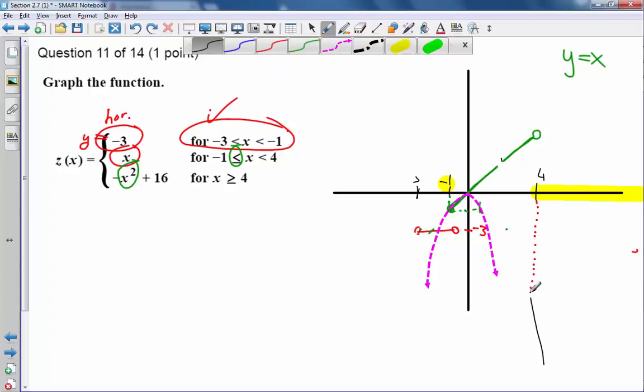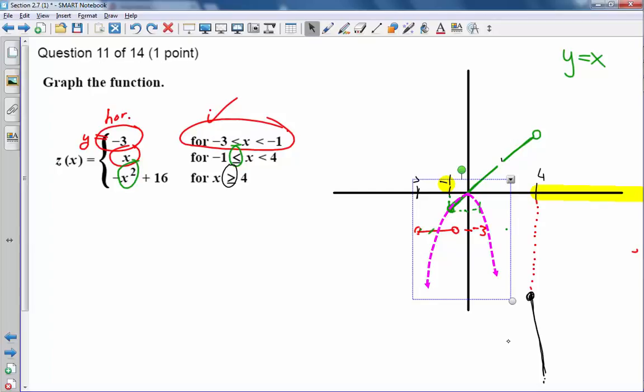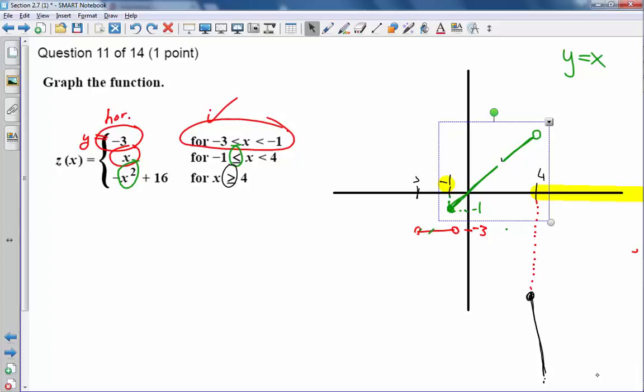Question is, are we going to count this initial value in or out? In, because of the equal sign. There we go. And going that way further south. Alright? I don't need this anymore. Delete that. This is your final picture. Red, green, black. Go find that picture in number 11.